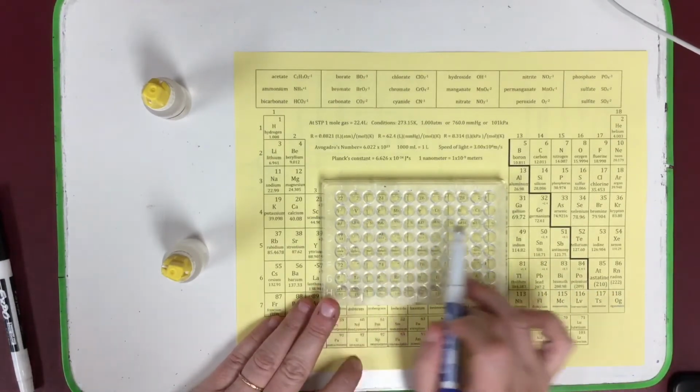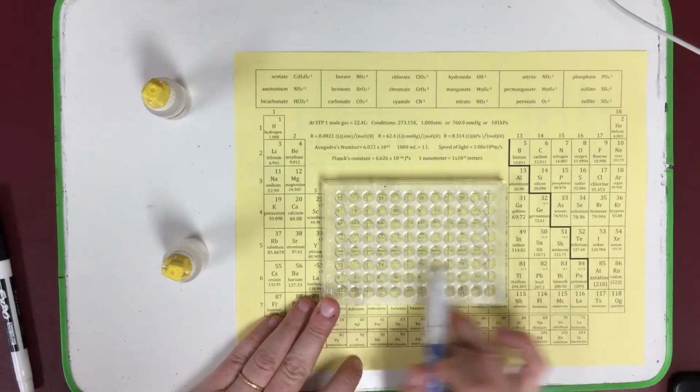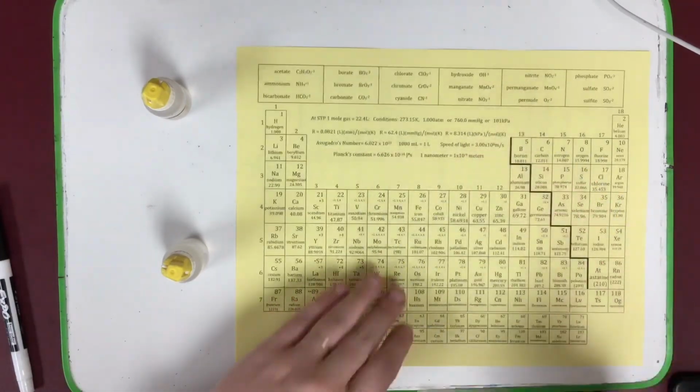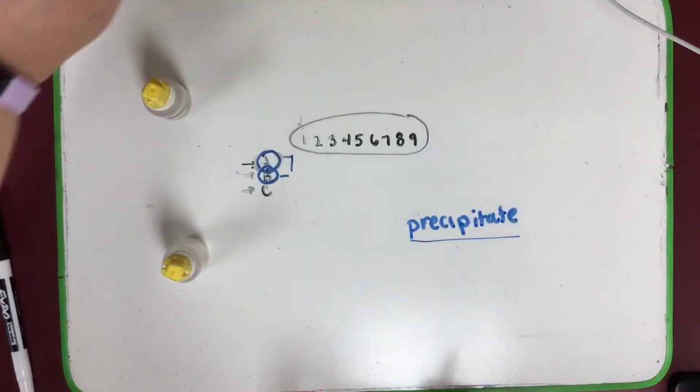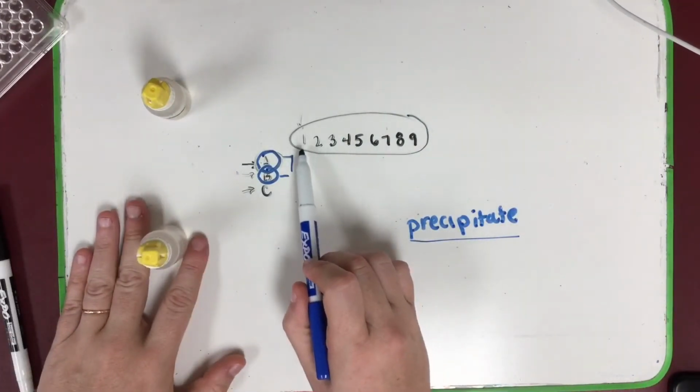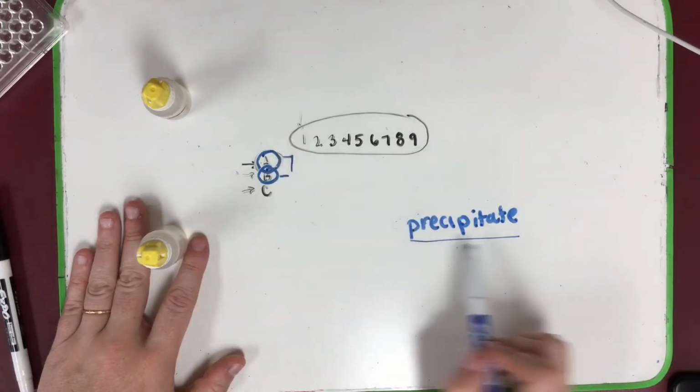You can probably see that you can still see the letters and the lines through most of these cells, but if a precipitate were to have formed, you would no longer be able to read the letters or see the lines. So again, we're reacting 1 through 9 with letter A, and we're going to look for a precipitate.